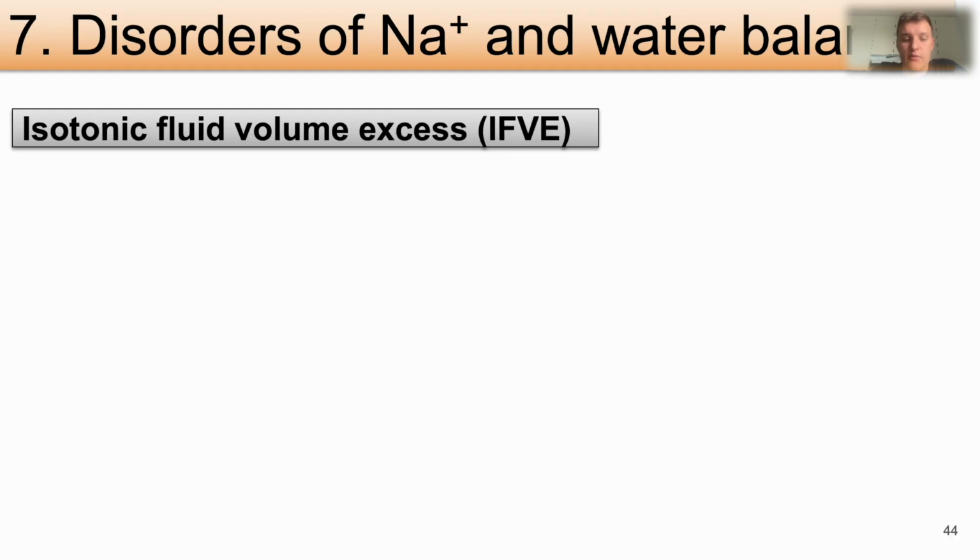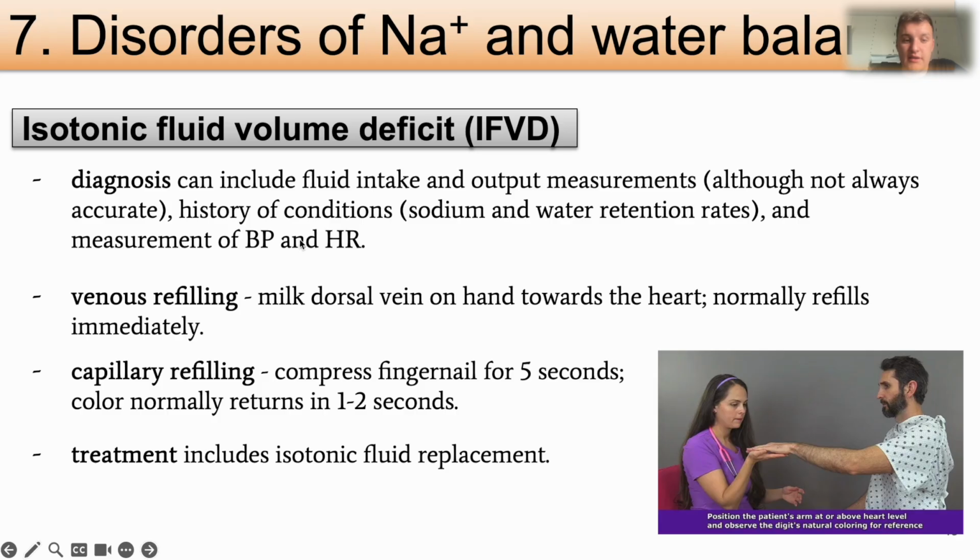So in isotonic fluid volume deficits, diagnosis can include fluid intake and output measurements, although not always accurate, history of conditions with sodium and water loss, and measurements of blood pressure and heart rate. Venous refilling: milk the dorsal vein on the hand towards the heart. It normally refills immediately, so that's one way of diagnosing. Capillary refilling: compress the fingernail for 5 seconds and the color normally returns in 1 to 2 seconds.